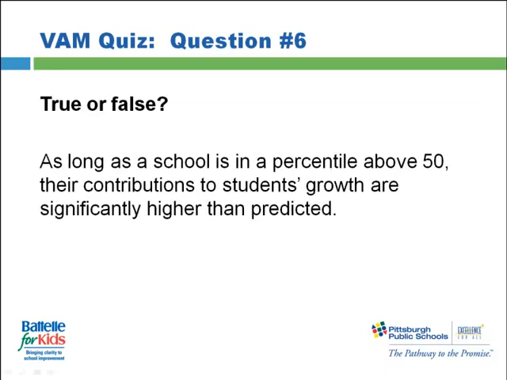Question 6. As long as a school is in a percentile above 50, their contribution to students' growth is significantly higher than predicted. Pause again to allow participants to discuss. The correct answer is false, because a school can be in a percentile above 50, but if the confidence interval crosses over the 50th percentile, the school's contributions will be as predicted as opposed to significantly higher than predicted.